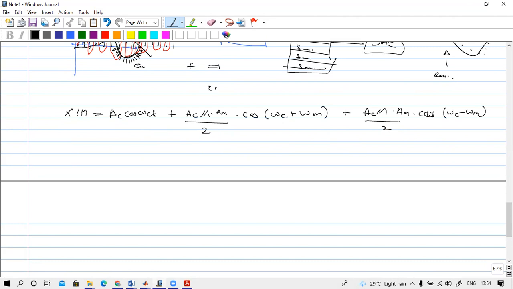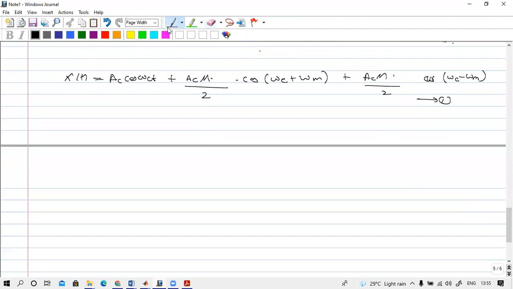We use the identity for cos alpha cos beta, giving cos(alpha plus beta) and cos(alpha minus beta), and put it into the total signal to get this expression. I think you can remember it. But here I put A_m, that is wrong. A_m should not be there.